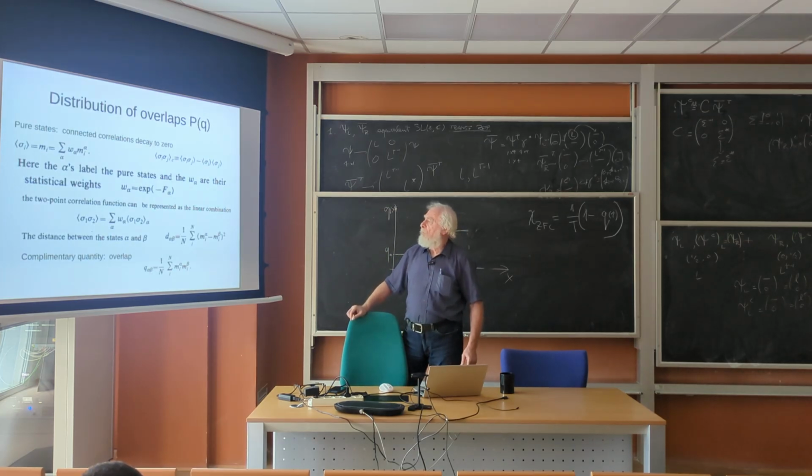So f of alpha is determined if I know all the local magnetization inside a pure state. Yes. Determine f of alpha or not? Yes, yes. Okay. So each pure state is determined by the local magnetization. Yes. The point is that there are many states, alpha and beta, with energies which are not much different between them.